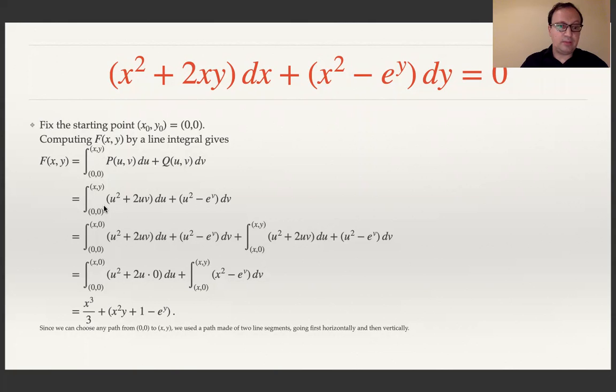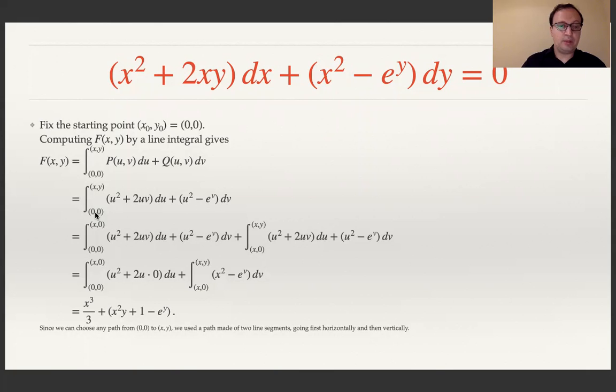So let's replace them by what they are. P is the coefficient of dx, so it's going to be u squared plus 2uv, and Q is the coefficient of dy, so it's going to be u squared minus e to the v. And now, as I said, if these functions are defined on the whole plane, then we are allowed to choose any path in between the point (0, 0) and the point (x, y).